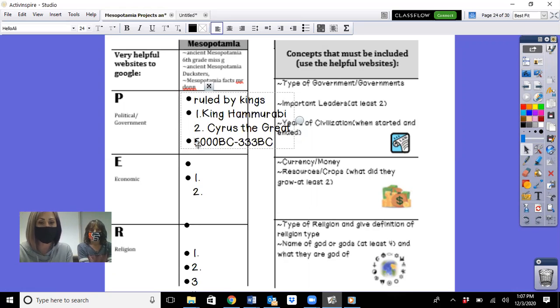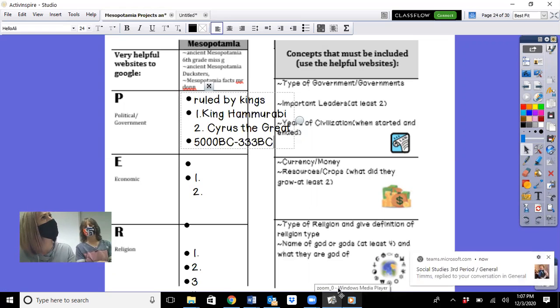All right. So then we're going to go to our economy, currency and money. That means what was their money system? And it wasn't dollar bills. Mesopotamians weren't like, dollar bills, yo. They didn't have paper, not the way we have it.